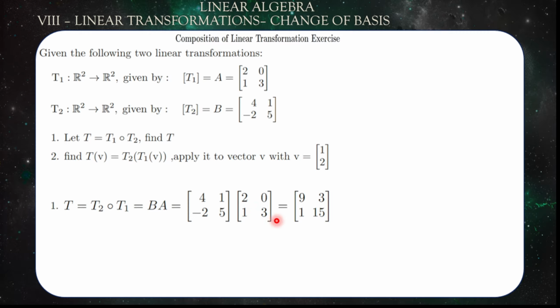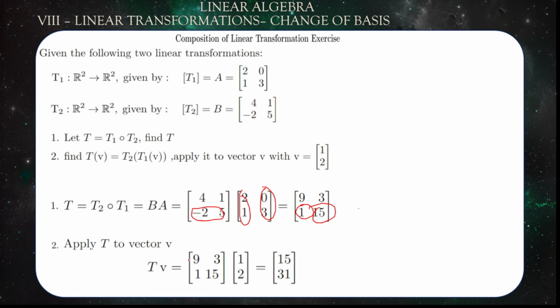4, 1, minus 2, 5 times 2, 0, 1, 3, so 8 plus 1, 9. Then you have 4 times 0 plus 3, so 3. You have minus 2, 5 multiplied by 2, 1, so minus 2 times 2, minus 4 plus 5, so plus 1. And finally, you have 0, 3 multiplied by minus 2, 5, 0 times 2, minus 2, 0, and 3 times 5, 15. So 9, 3, 1, 15. This is the image of T2 with T1.